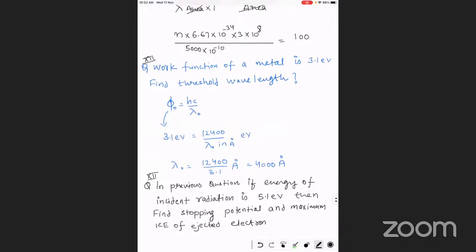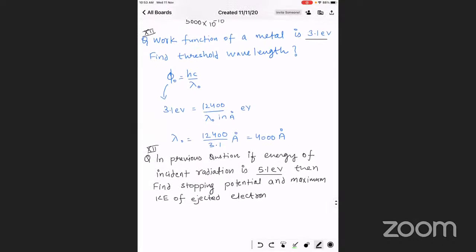Bacho, you are going to give 5.1 electron volt energy to a metal. How much energy will the electron invest in coming out? 3.1. So how much energy is left with the electron? 2 electron volt. So that energy is with the electron in the form of what? Kinetic energy. Correct, correct.